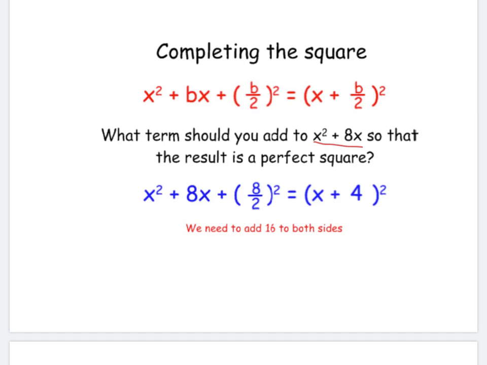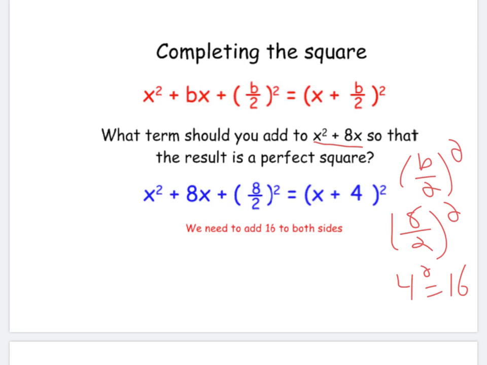In order to figure out what to add to both sides to complete the square, you have to add b over 2 squared. Our b value there is 8. So I would have to add 8 over 2 squared. 8 over 2 is 4, and 4 squared is 16. So I would have to add 16 to both sides to complete the square.